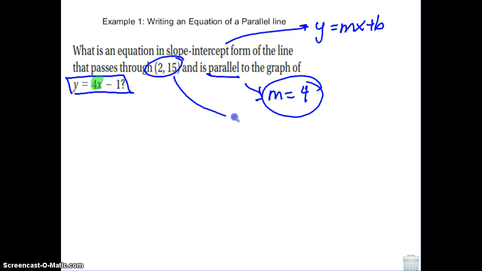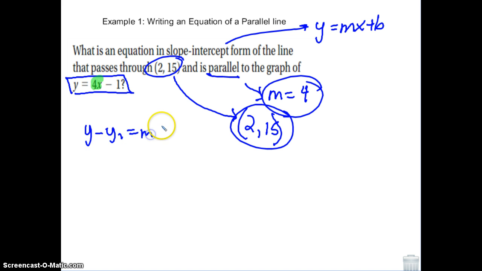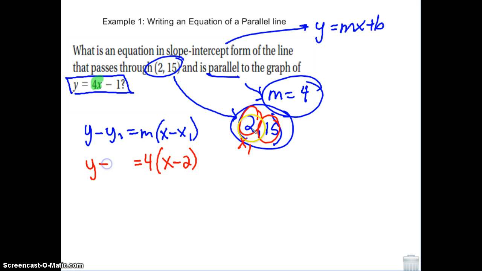I also know that this line has to have (2, 15) as one of its points. Now notice you have slope and you have a point. So that means we should probably use point-slope to find our new equation. So what we're going to do is y minus y1 equals m times x minus x1. We're going to plug in our stuff that we know. So we know that our m is 4. We also know that we do opposites on point-slope form. So it says minus x1. Here's our x1, so it's going to be x minus 2. And then y minus 15.